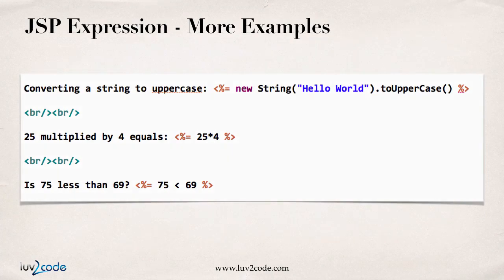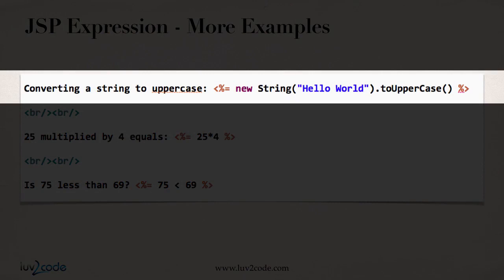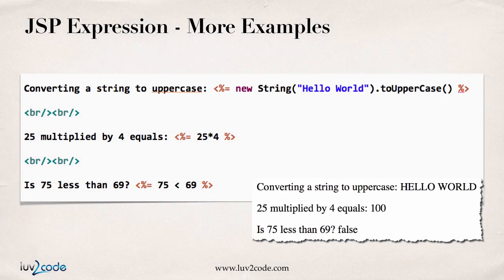In this next example, I'm going to show you how we can convert a string. Here I have this new string, hello world, and then I can say .toUpperCase. So I'm going to basically convert this string to all caps, or all uppercase, and the result of that will be included right here in the page. So that's for strings and objects.